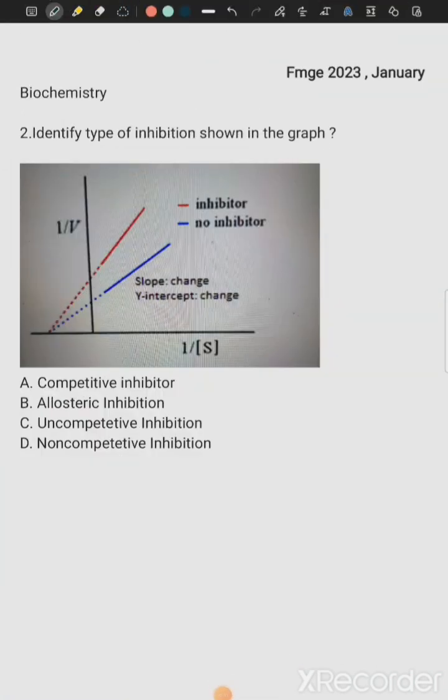Speaking from the biochemistry, here you have to identify the type of inhibition shown in the graph. So the graph is given, and out of which you have to select which kind of inhibition the given graph shows.